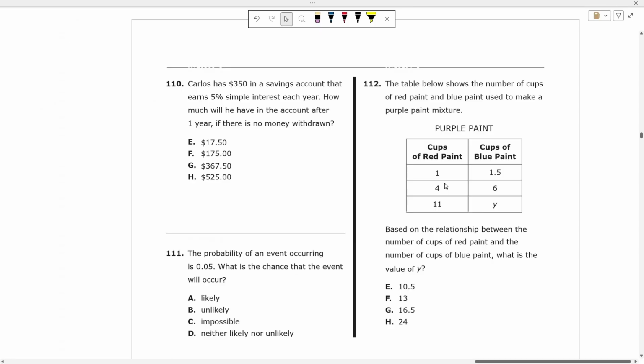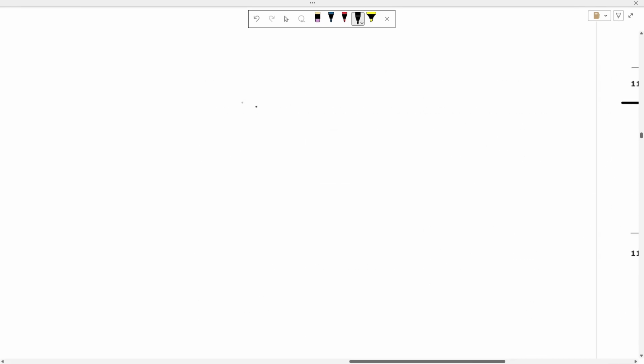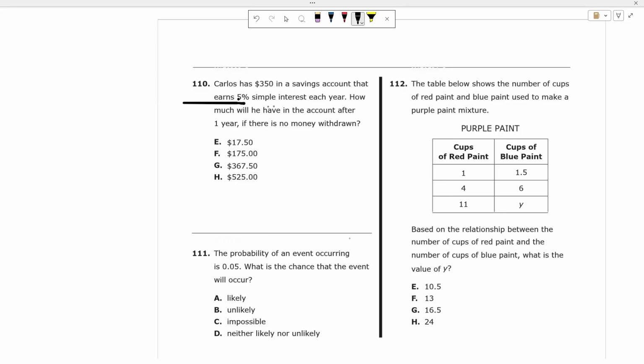So moving on to number 110, it says that Carlos has $350 in a savings account that earns 5% simple interest each year. Sorry about that. So that's 5% simple interest each year, which means that his account is going to grow by 5% each year. How much will he have in his account after 1 year if no money is withdrawn?